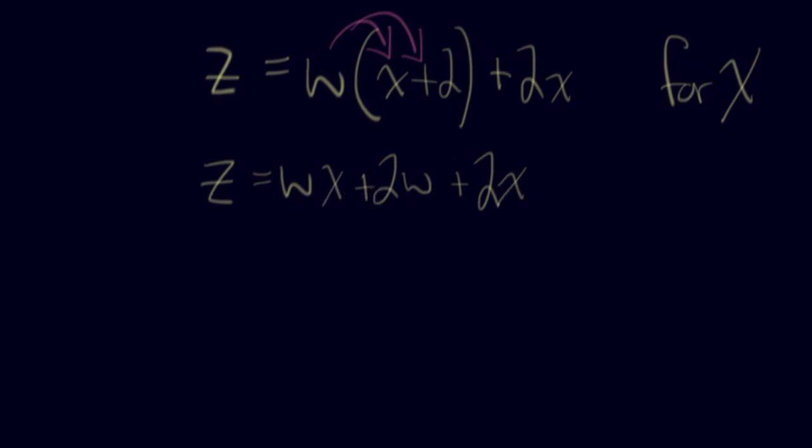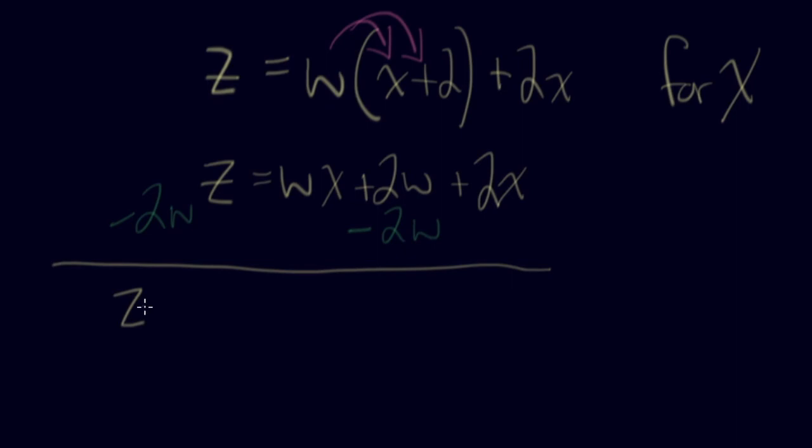So when you look at it now, you're like, uh-oh, there's an x there, there's an x there. That seems confusing. What you want to do is get your terms with the x's on one side. So you should be saying to yourself, okay, I want to leave wx, I want to leave 2x, but I want to get rid of this 2w. So how do we get rid of that 2w? I'm going to subtract the entire 2w, and I'm going to do that to both sides.